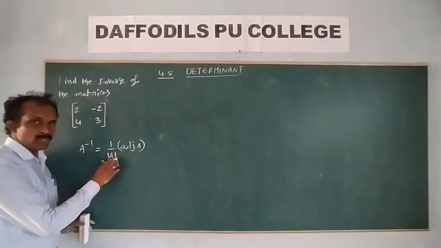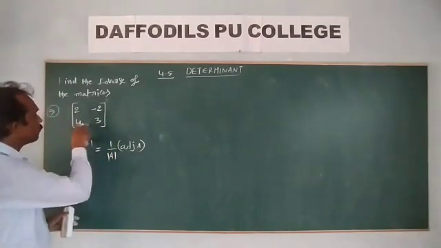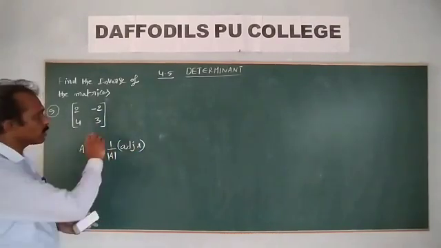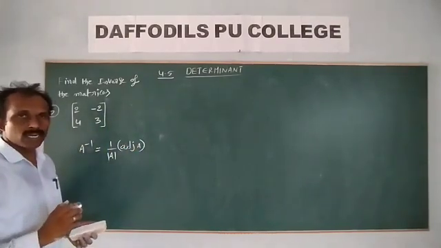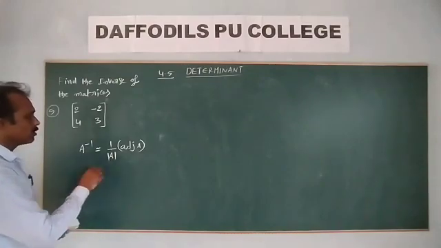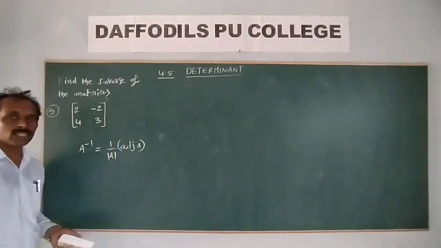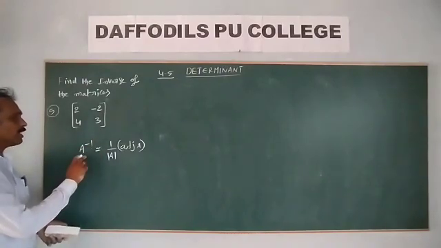Suppose det A is equal to 0, then in the process of finding the det A value, 0 means the inverse does not exist. Directly you write here only, inverse does not exist. So det A not equal to 0, that is A is a non-singular matrix. This is the formula to find A inverse.